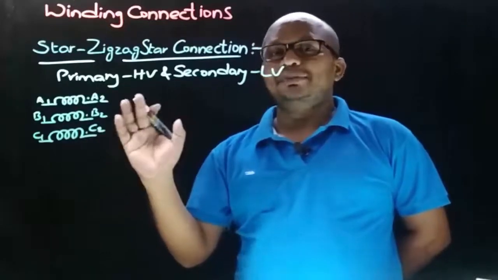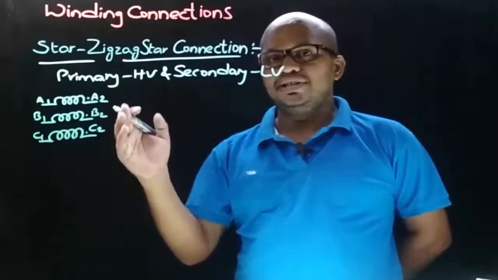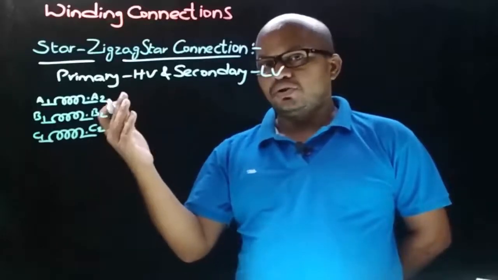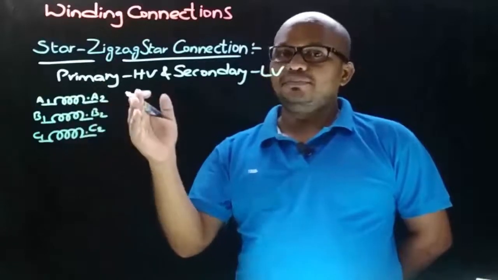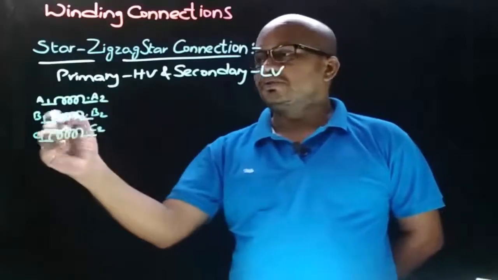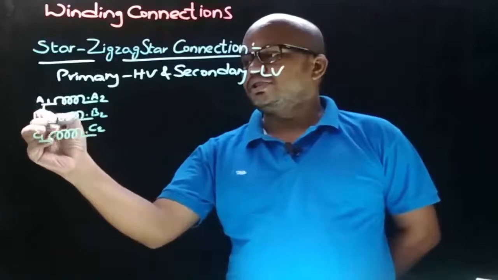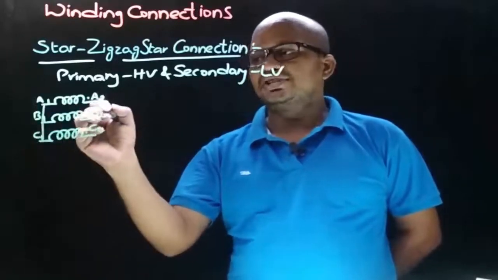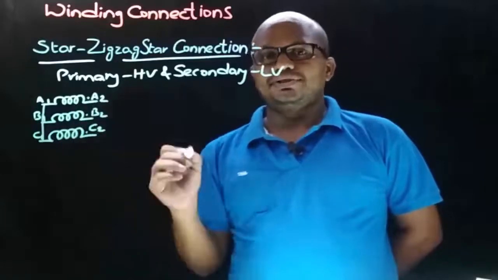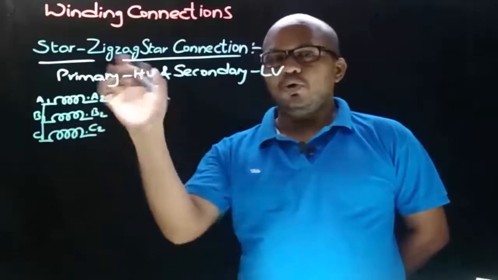And the star connection can be obtained either by joining the dot ends and taking the connection from the non-dot ends, or by joining the non-dot ends and taking the connection from the dot ends. Here let us suppose that the non-dot ends are joined together and the connection is taken from the dot ends. This is the star connection on the primary side.